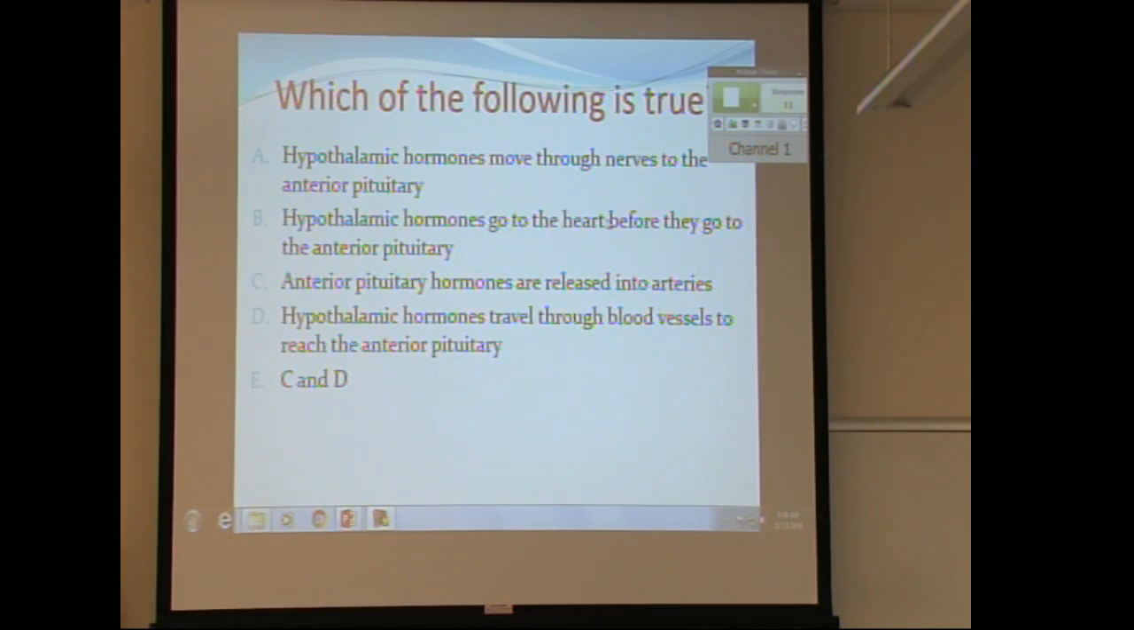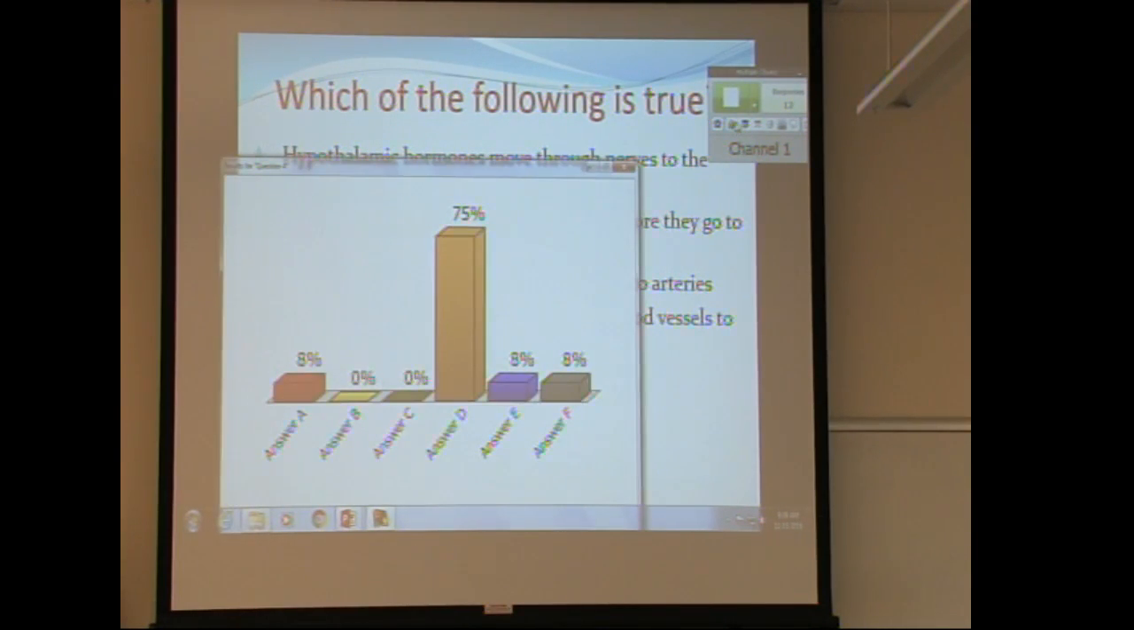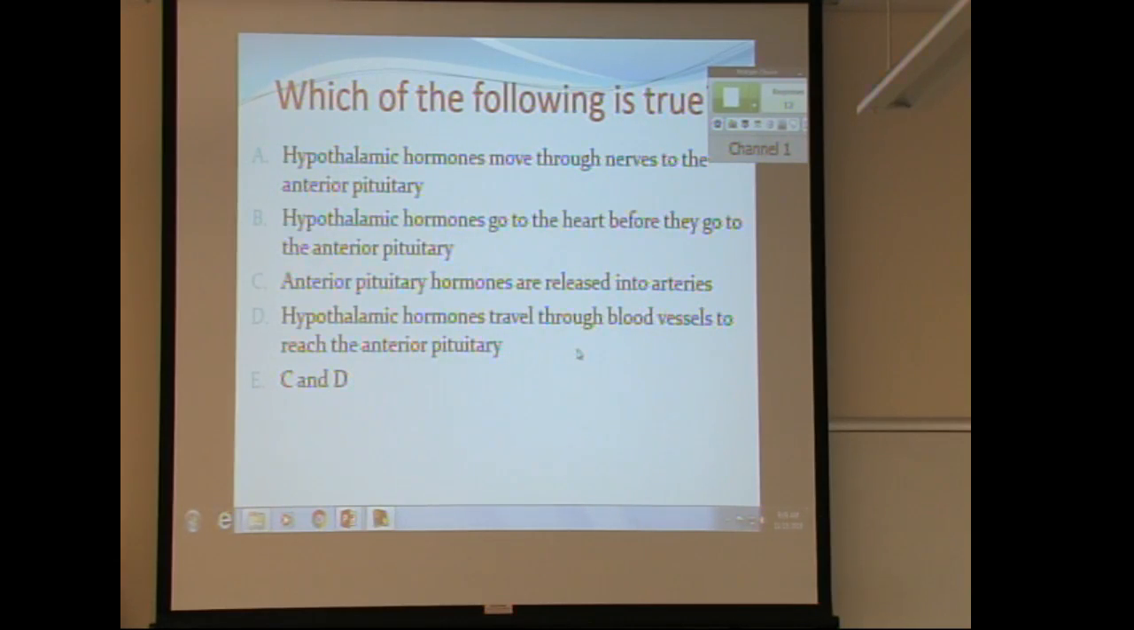All right, so go and talk to your group. It's not E. Did everybody vote again? Oh, I think most people changed. So D is the right answer.